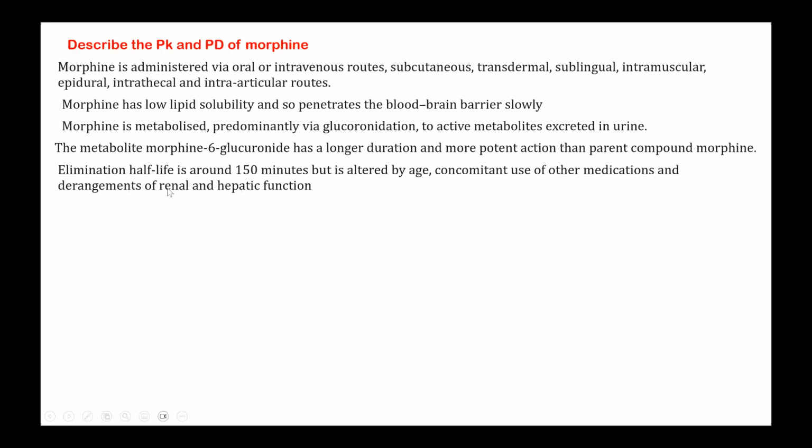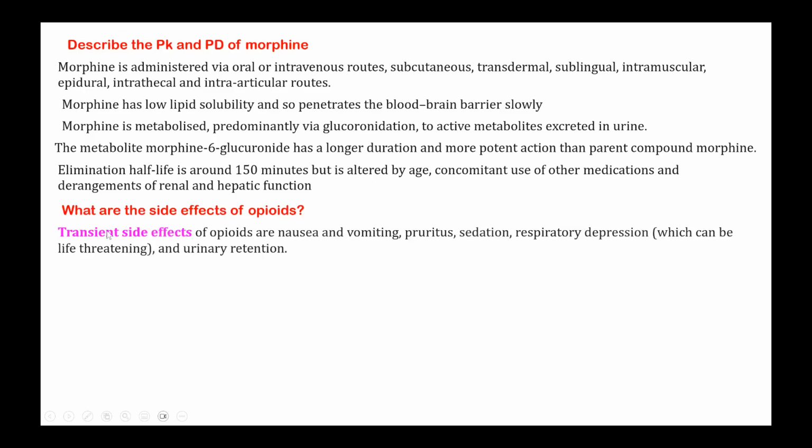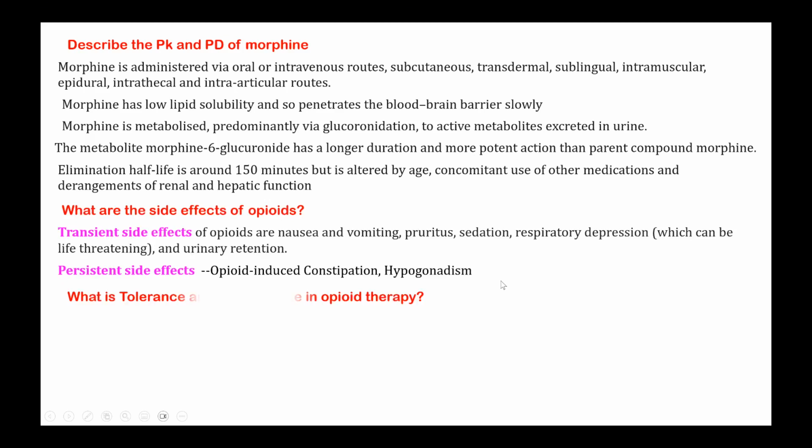So it is contraindicated actually for renal transplant patients, because morphine 6 glucuronide will act for a long time, as it is not eliminated by the kidney. They don't advocate the use of morphine for renal transplant recipients. And the side effects can be classified as transient side effects, which cause nausea, vomiting, and pruritus, and persistent side effects in the form of constipation and hypogonadism.